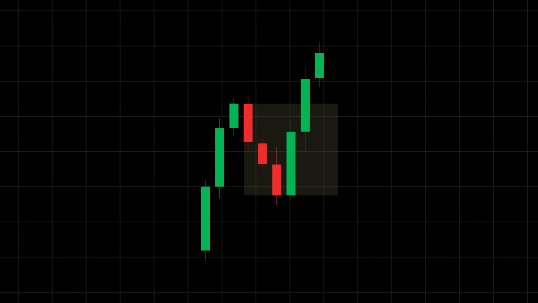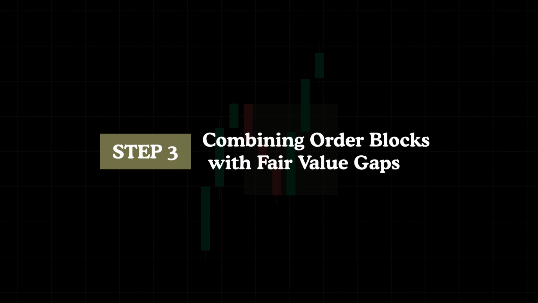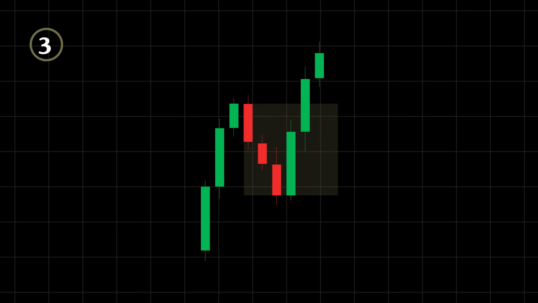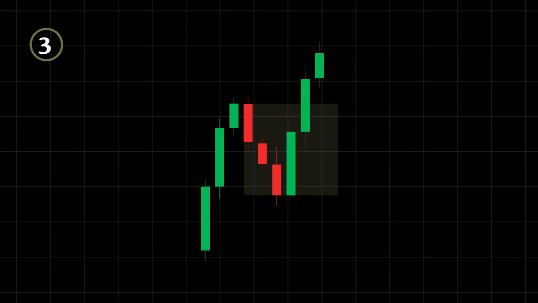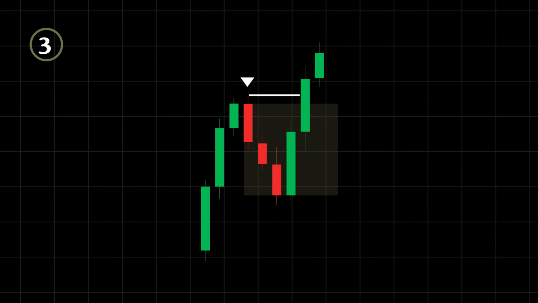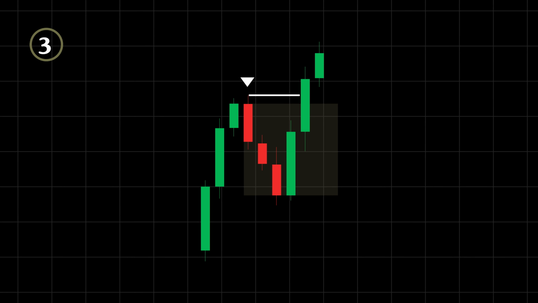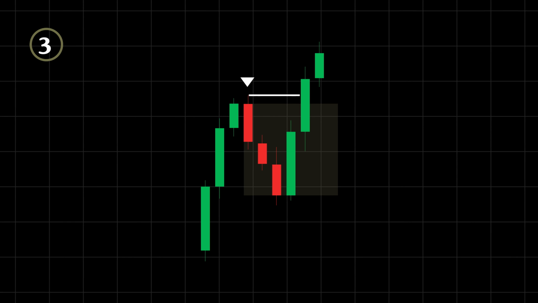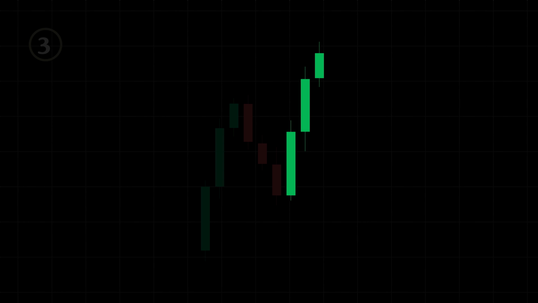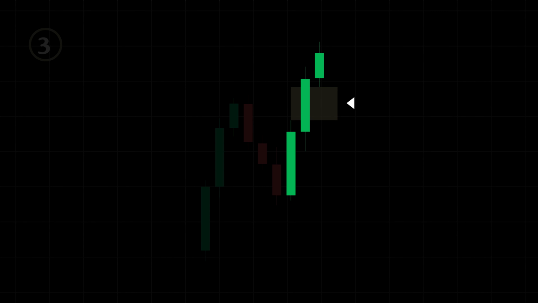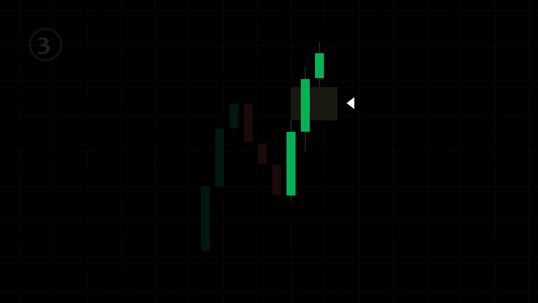Starting with our next step, we focus on combining order blocks with fair value gaps. We already know that, for this order block to be valid, price must break structure by pushing above the high of these bearish candles. However, when identifying whether it's a high probability order block, the first clue lies in the bullish move that caused the break of structure. During this impulsive move, we want to see the creation of a bullish fair value gap.